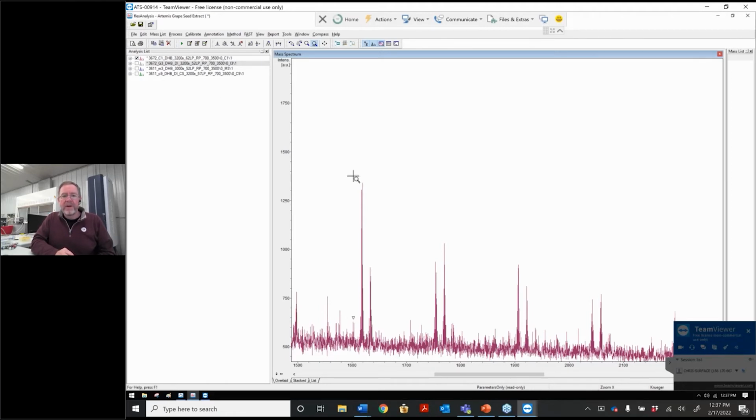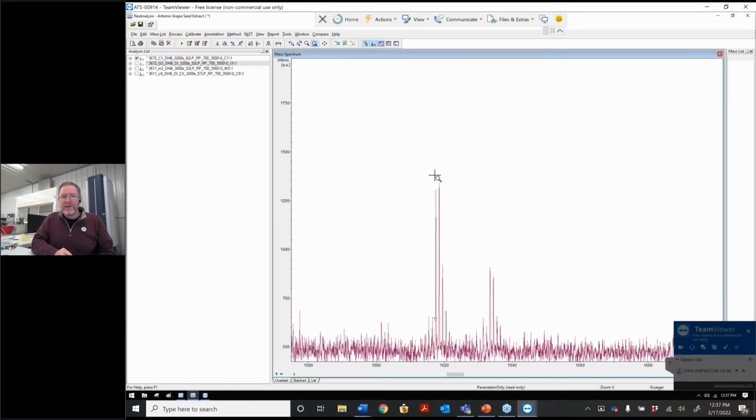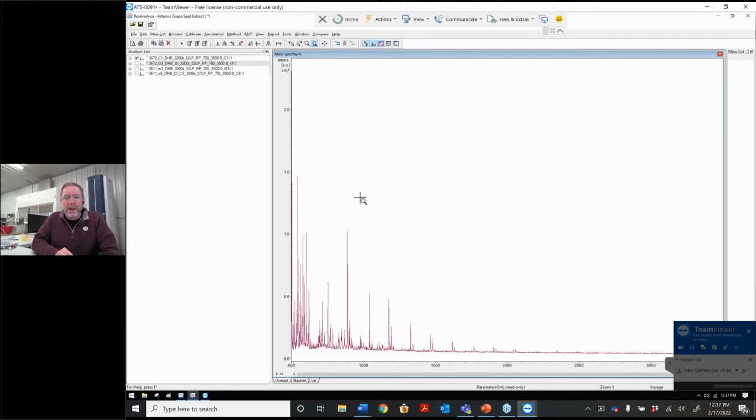And what we see here is a polymer distribution. Each of these peaks here represents a proanthocyanidin. I'm going to zoom in on this, and you can see that between this peak and this peak is a 16 mass unit difference. As we described earlier, this could be sodium adducts, potassium adducts, or a difference of 16 mass units due to a hydroxyl substitution. So I'm going to zoom back out again here.